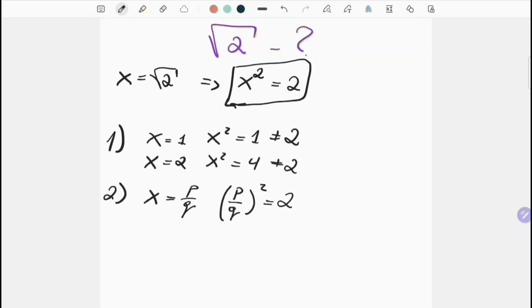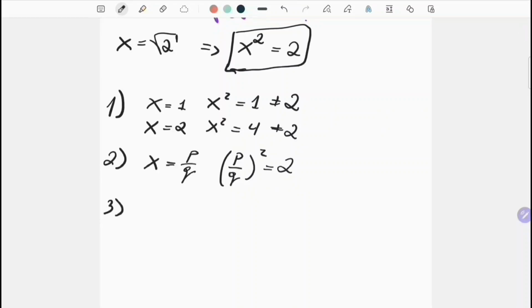Unfortunately, we cannot verify this statement by manually checking the rational numbers, but one can strictly prove this statement, and you can find the proof elsewhere, and I will also make a separate video explaining and presenting the proof.